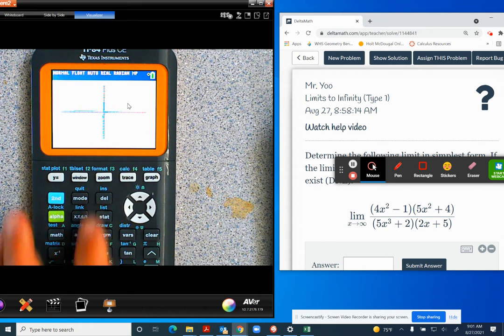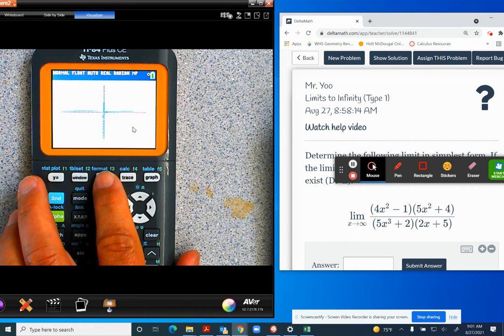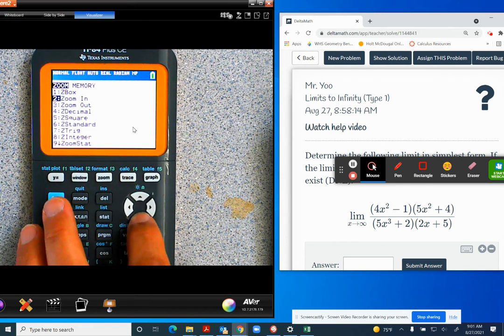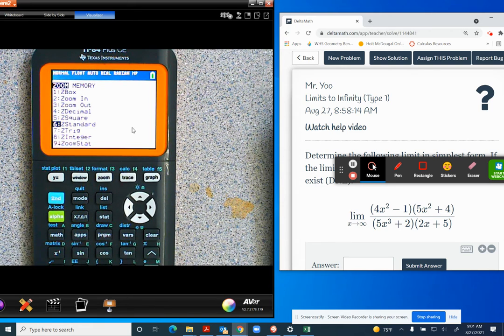alright, so I can zoom in. It looks like the window is a little bit off for me. Okay, so I can zoom in. Zoom into standard. Remember, zoom and then go to standard. Let's learn how to use your graphing calculator. Oh, that's beautiful.